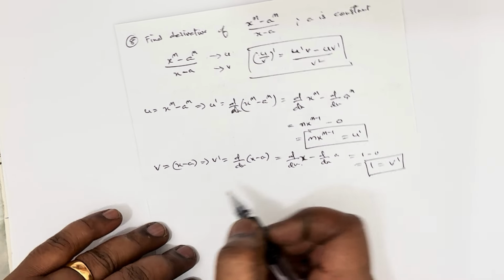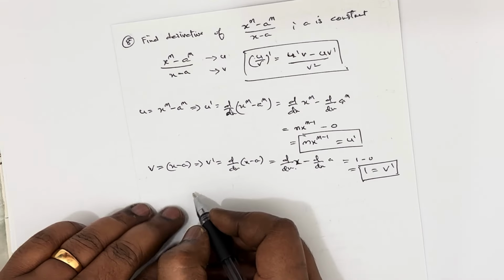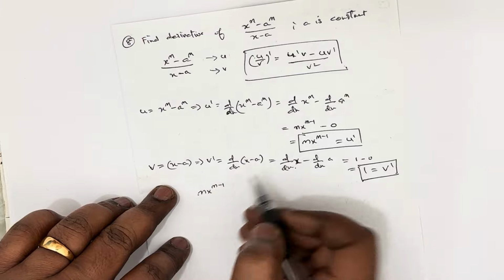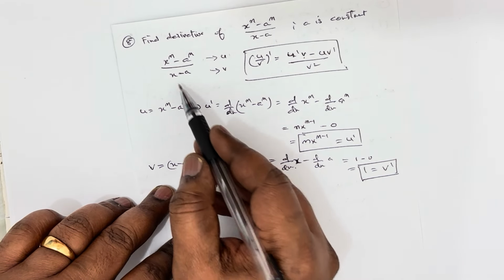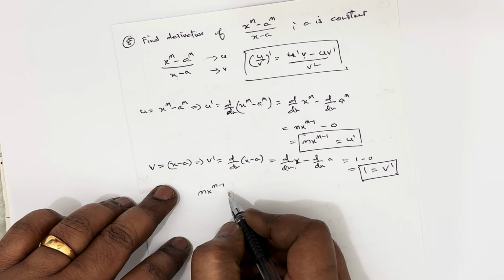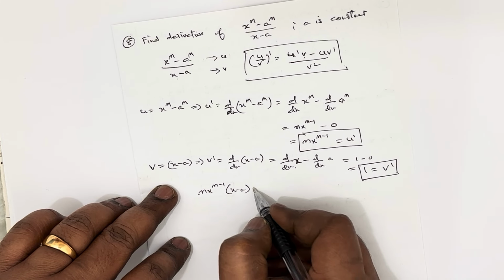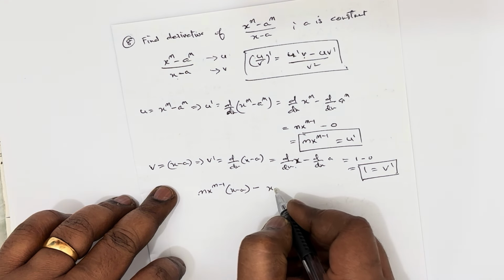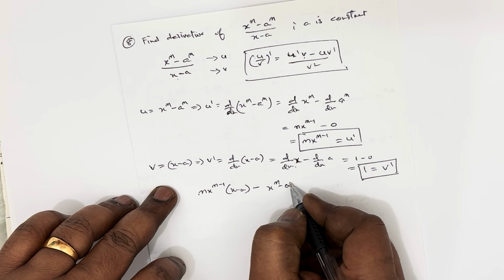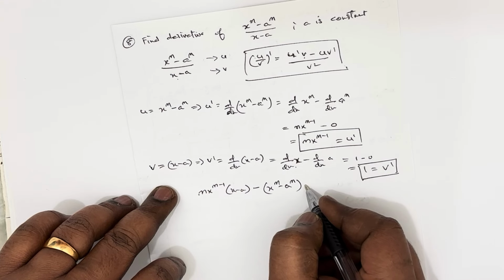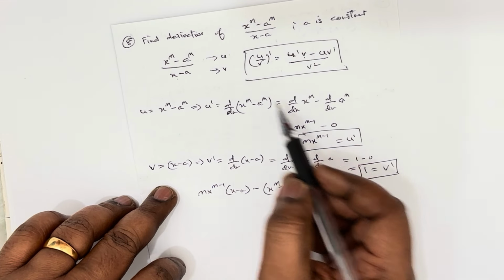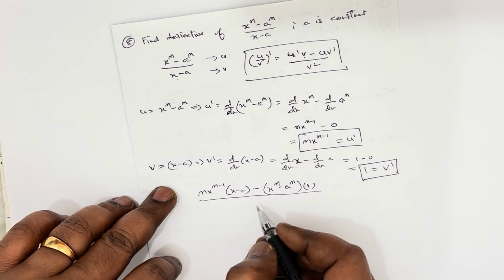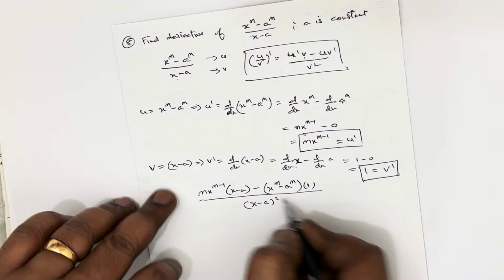Now let's put the values in the formula. So u dash is here, u dash will be this one, n into x raised to n minus 1, multiplied by v. V is x minus a, minus u is x raised to n minus a raised to n, multiplied by v dash, that is 1, upon v square, that is x minus a whole square.